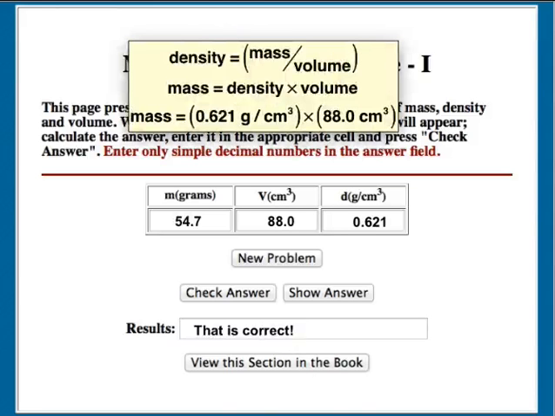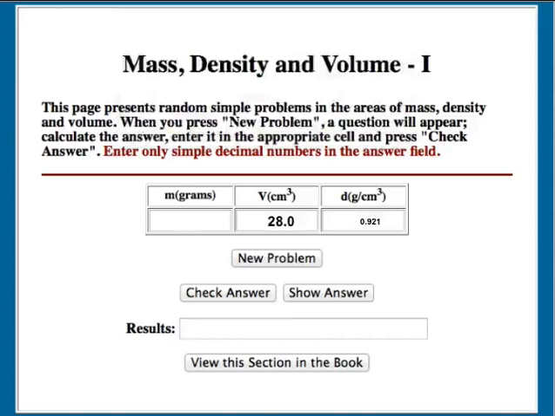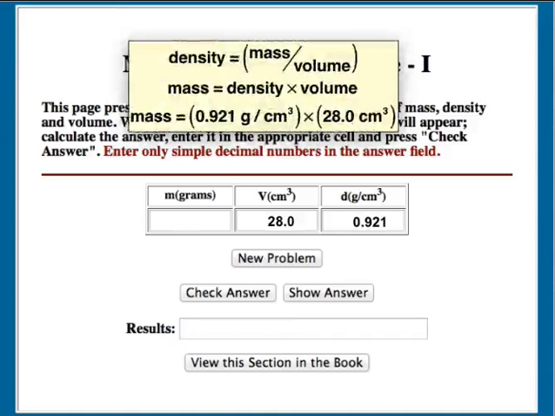So, density 1 is the most straightforward. Oh, here's one more density 1. I didn't think I had one more. Same sort of thing. We're solving for mass, density times volume, plug the guys in, 25.8 this time. The neat thing about this, of course, is that because these are all algorithmic, every time you click new problem, you get a new set of numbers to work with. So you can do it until you really get it down.